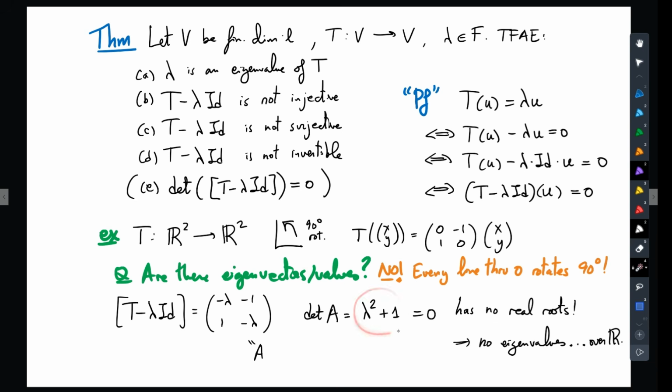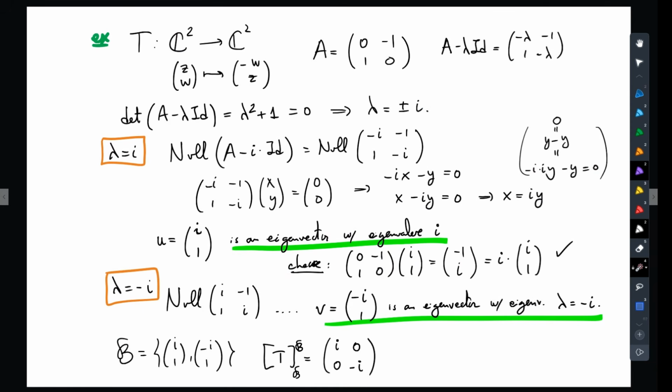But of course, we know that this has roots over the complex numbers. So what happens if I upgrade this map to the complex numbers? Maybe I was just looking at it the wrong way by looking at it over R. If I look over the complex numbers, something nice happens. I'm going to look at the same operator, but over the complex numbers in 2 dimensions. It sends (z, w) to (minus w, z), which is a rotation of 90 degrees. And with the canonical basis in the complex numbers squared, I still have the same matrix for that transformation.